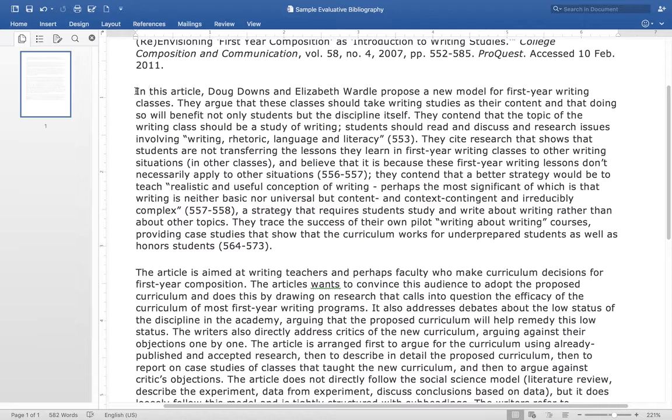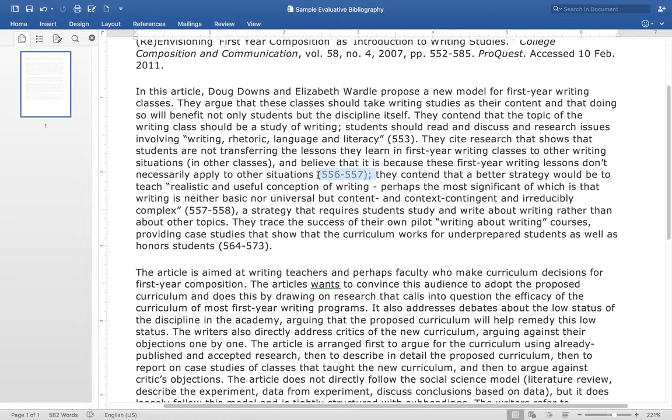So the first sentence identifies the author and states the general topic, what they're doing. The second two sentences are the argument condensed, okay? The summary goes on, though, to talk about the details of that argument. The authors cite research that shows that students are not transferring the lessons they learned in first-year writing classes to other writing situations, and they believe it's because these first-year writing lessons don't necessarily apply to other situations.